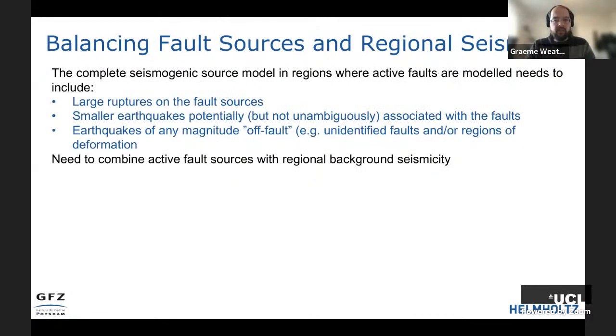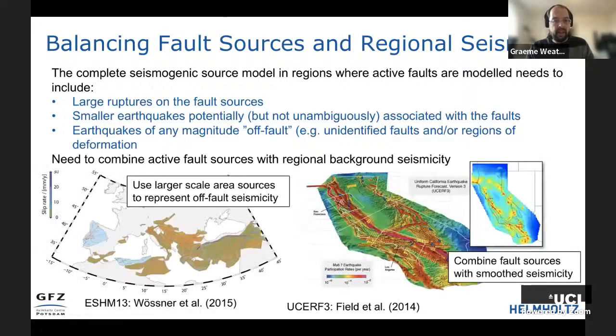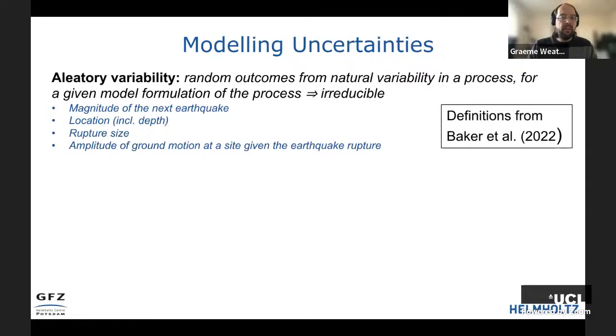I'll skip a couple of slides here on how we try and balance faults and regional seismicity, because time is moving ahead, to focus a little bit on modeling uncertainties. This is the last topic before I begin to wrap up. So we can talk about modeling uncertainties.